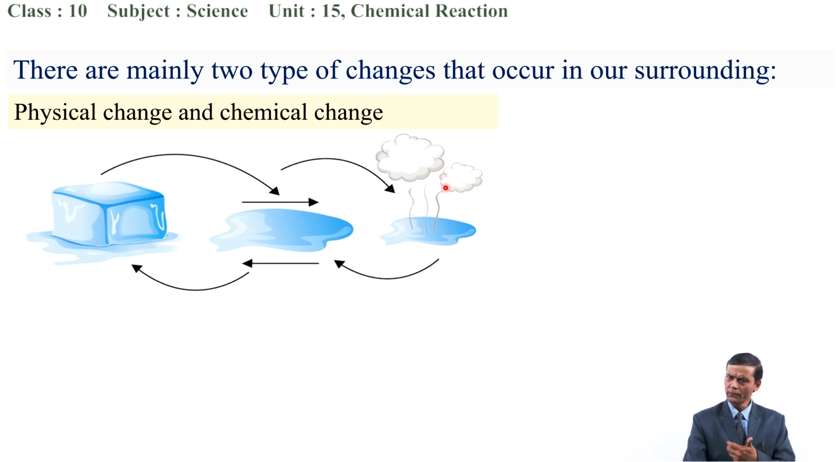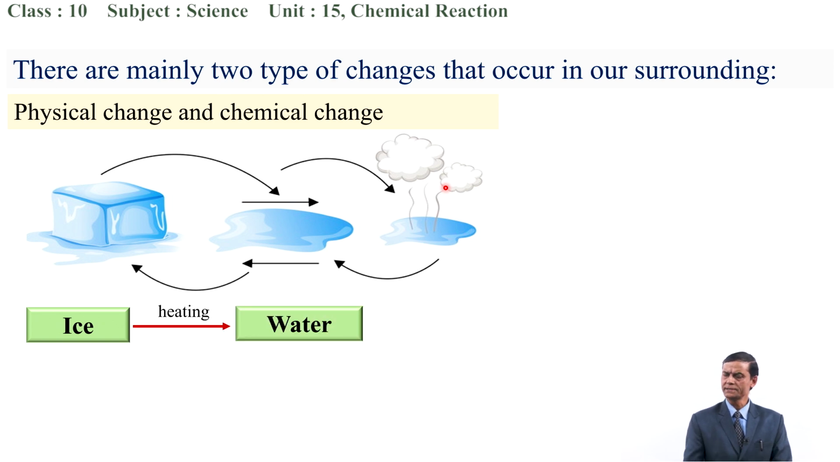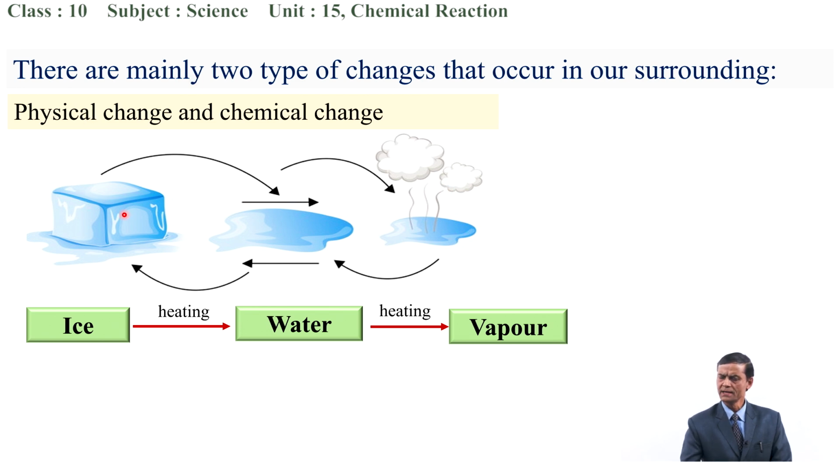Now then, how can we illustrate this process of change? Look at here. Ice converts into water. How is it converted to water? By heating. Ice is heated to change into water. Similarly, if water is heated, then what happens? Sure, if water is heated, then it changes into vapor, which is seen here in the picture.